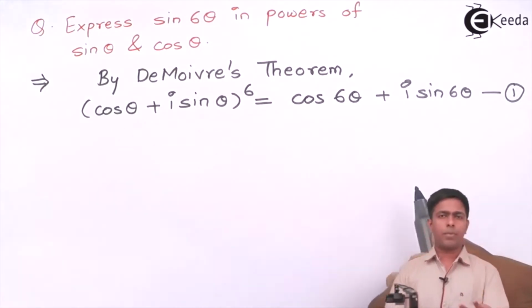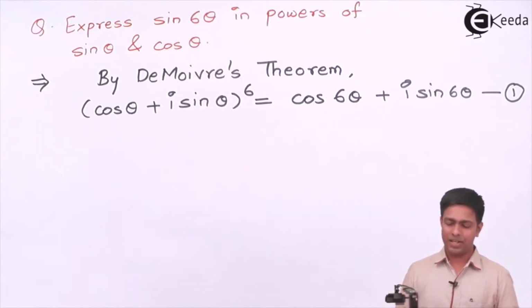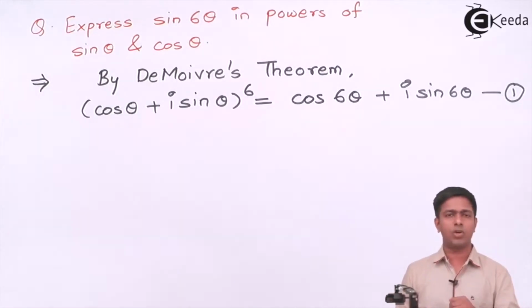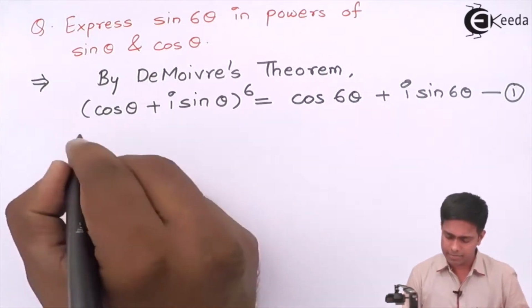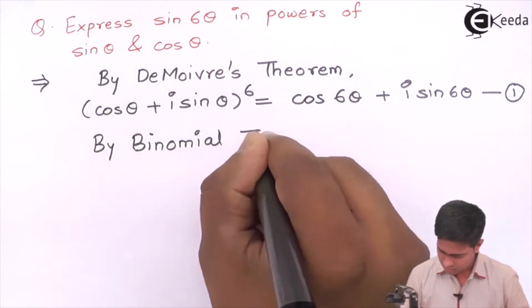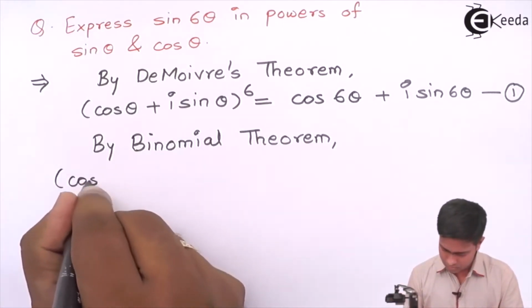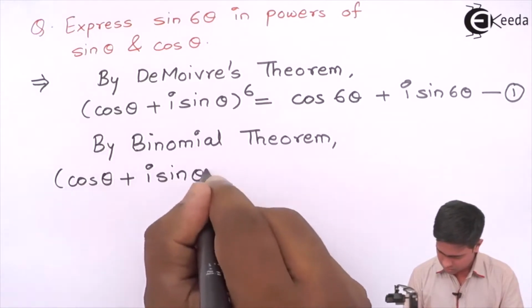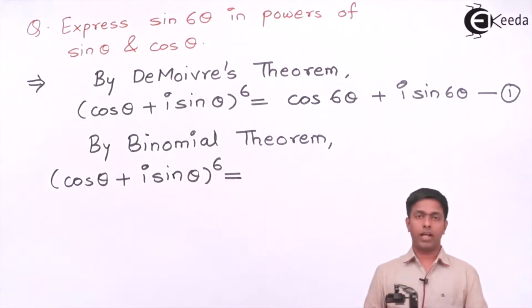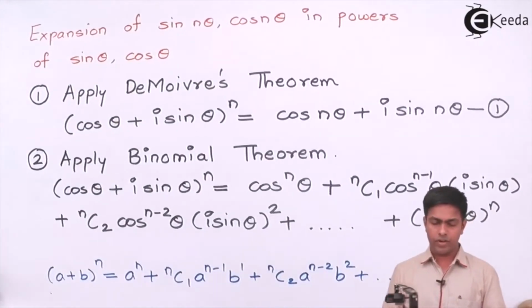Now step number 2 is to apply the binomial theorem. So let's apply the binomial theorem, and there also I'll take the power as 6. So here I'll say, now guys, we have seen the binomial theorem in the previous video. Here we'll revise it once again.